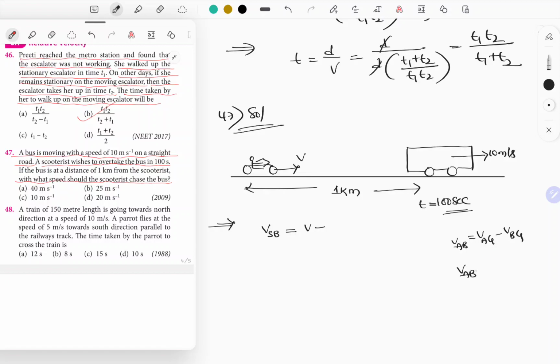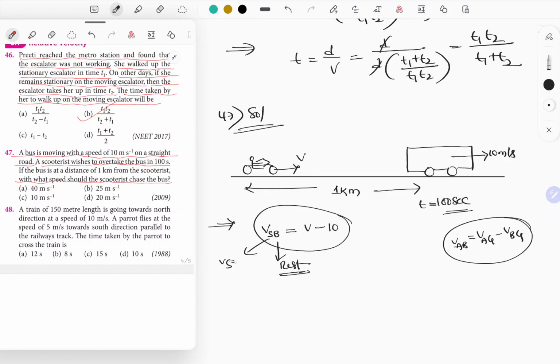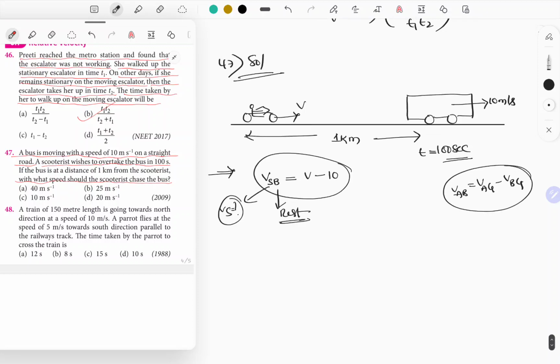So v_ab is equal to v minus 10 meter per second. This is the velocity of the scooter with respect to the bus. Who is at rest, and who is under motion with respect to relative terminology? Scooter is in motion. Bus is at rest. We are finding the velocity of the scooter. So the bus is at rest, and we are finding the scooter velocity. That is the meaning of relative velocity.